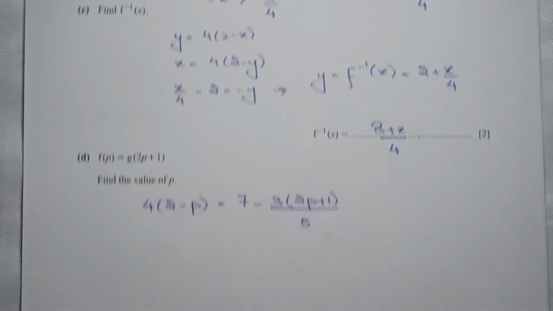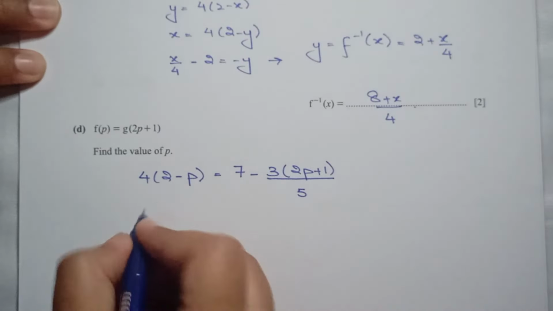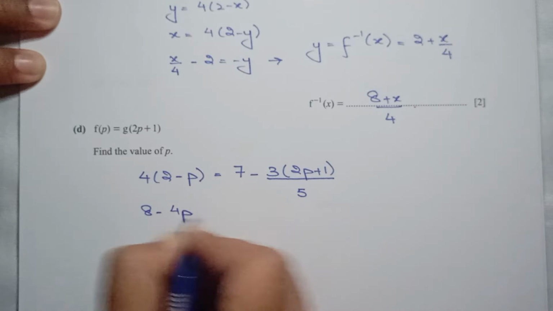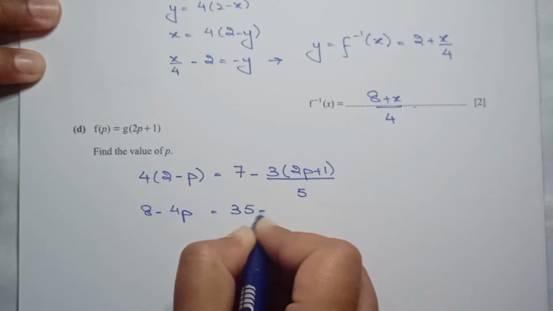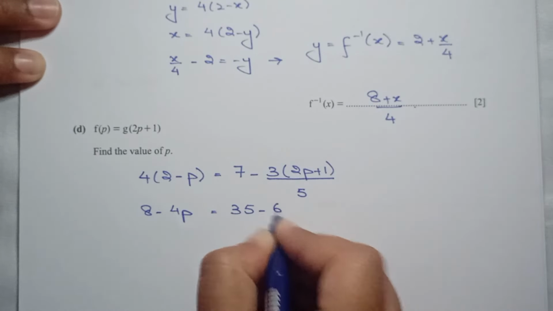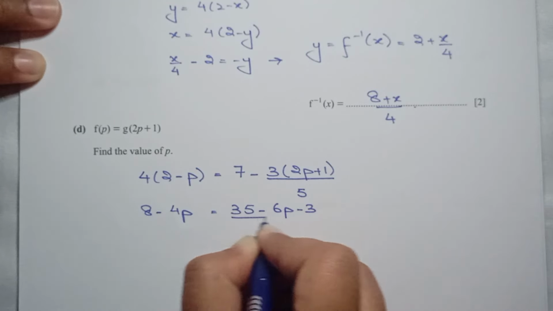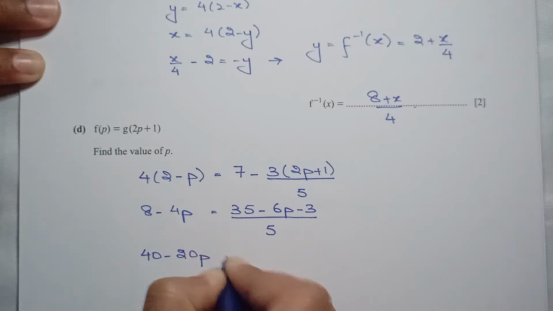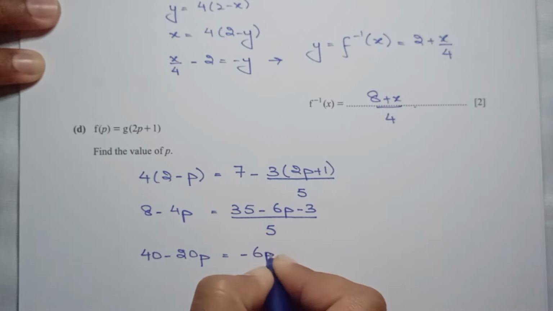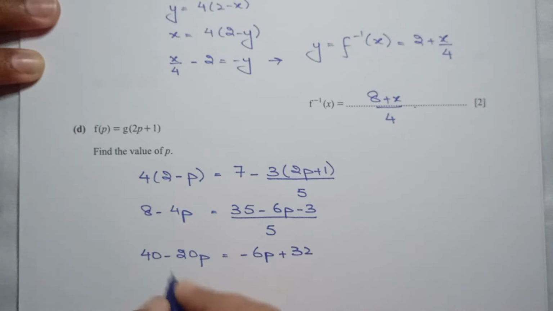Okay, now let me simplify it. So it would be 4 times 2 is 8 minus 4p. This would be equals to 5 times 7 is 35 minus 3 times 2 is 6p minus 3, divided by 5. Now we can do a cross multiplication. 5 times 8 is 40. 5 times 4 is 20p. This would be equals to negative 6p, and 35 subtract 3 would be 32. Right? Now we have minus 20p plus 6p would be equals to 32 minus 40.